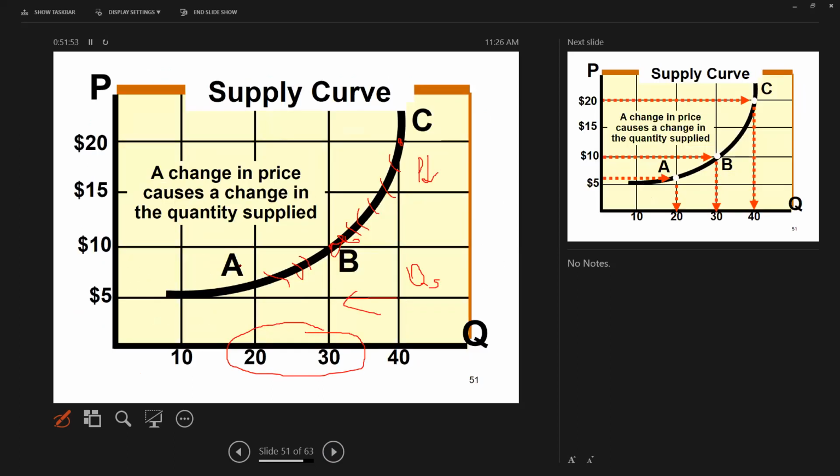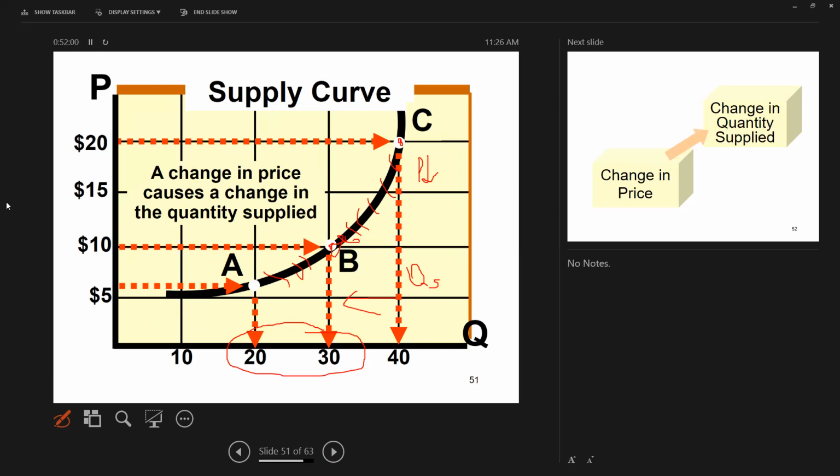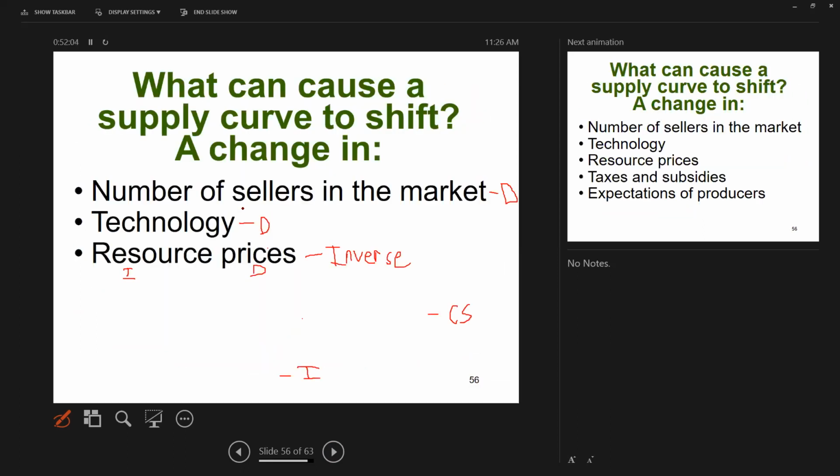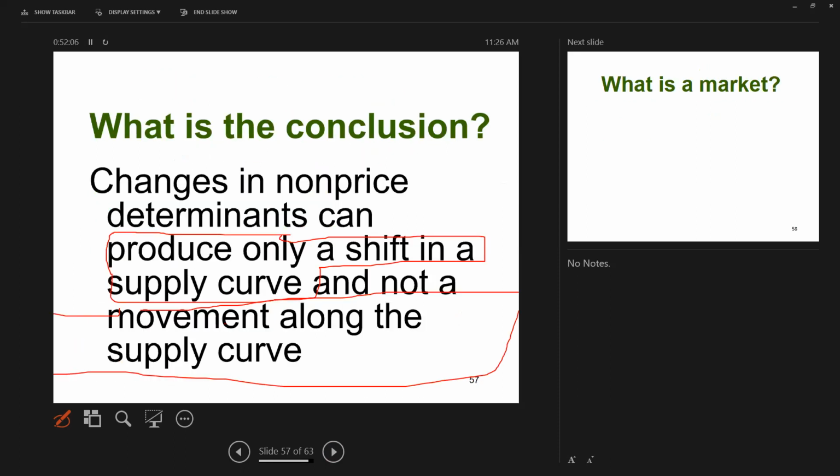Okay. Here we're at point A. Price goes up, moving us to point B. The name that we attach to that is a change in the quantity supplied.